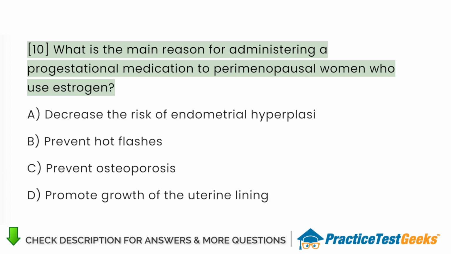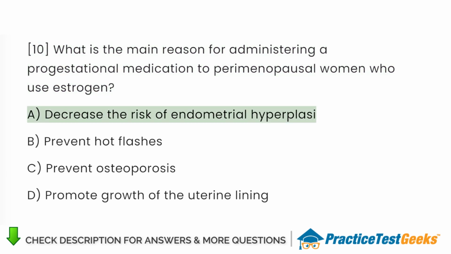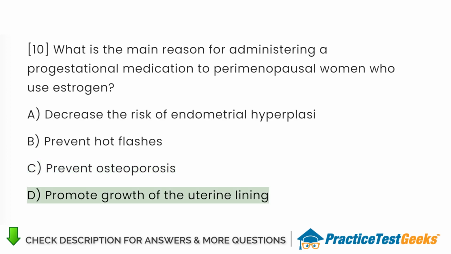What is the main reason for administering a progestational medication to perimenopausal women who use estrogen? A. Decrease the risk of endometrial hyperplasia. B. Prevent hot flashes. C. Prevent osteoporosis. D. Promote growth of the uterine lining.